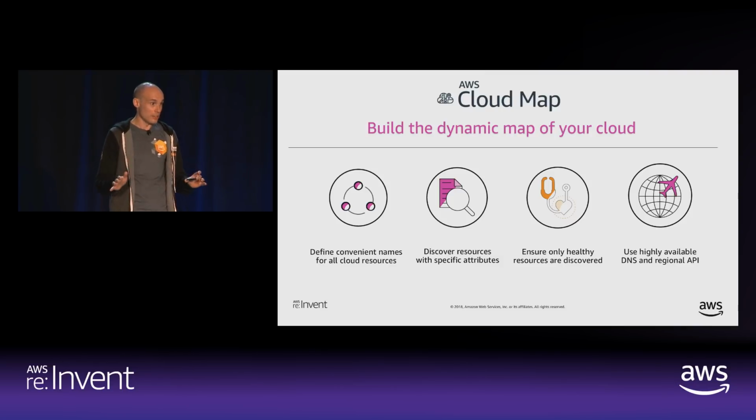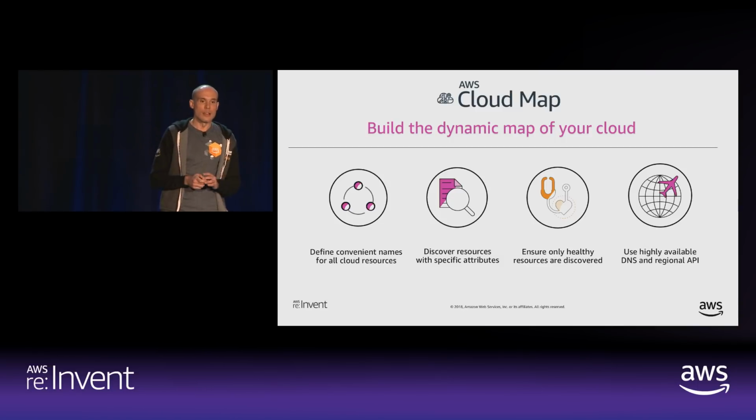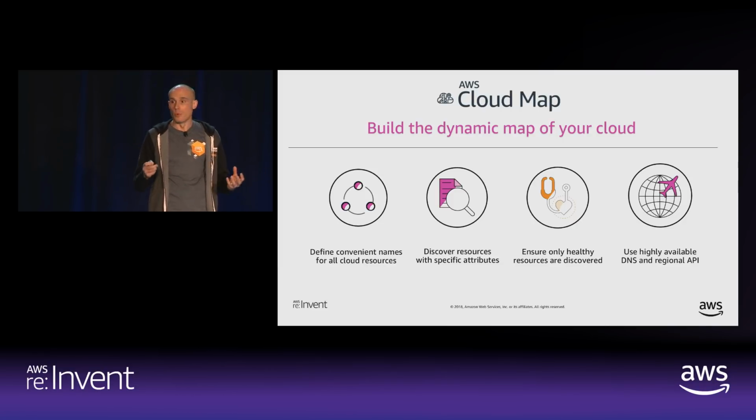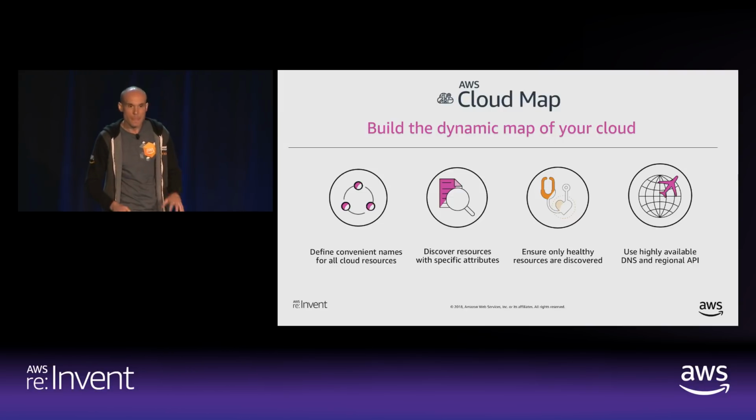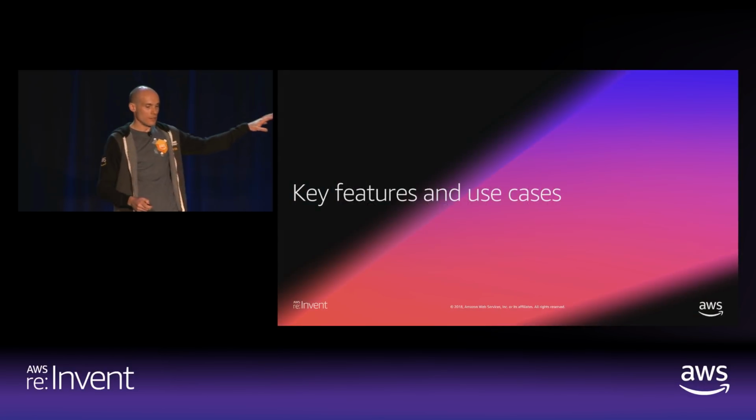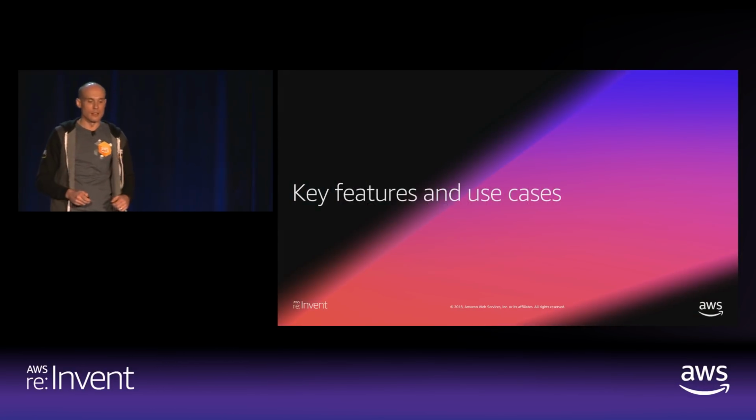So with that, Cloud Map ensures that only healthy endpoints are returned back to you, so you never route traffic to unhealthy stuff. And of course, you get highly available DNS and highly available regional APIs for discovery. So you get the best of both worlds. You can discover your things over DNS and over API. I will get deeper into these features and use cases in a second.